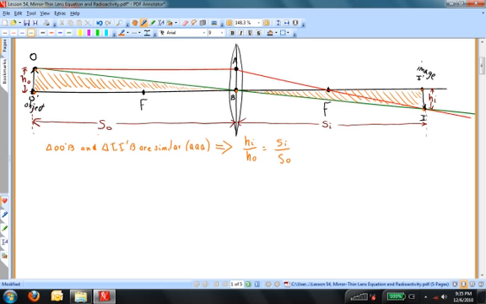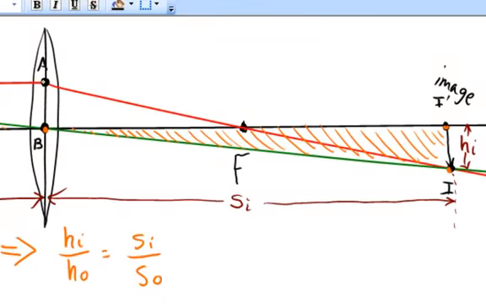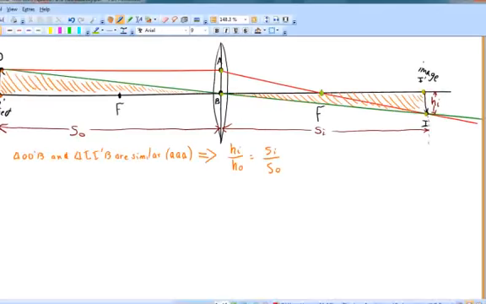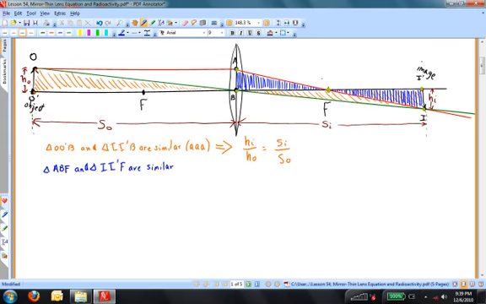Here comes the second triangle pair. I want to take a look at triangle ABF and triangle II'F. I claim that those two triangles are similar. So let me shade those. These two blue triangles are similar to each other. They have vertical angles that are equivalent. They're both right triangles, and so by the angle theorem, those two triangles are also similar.